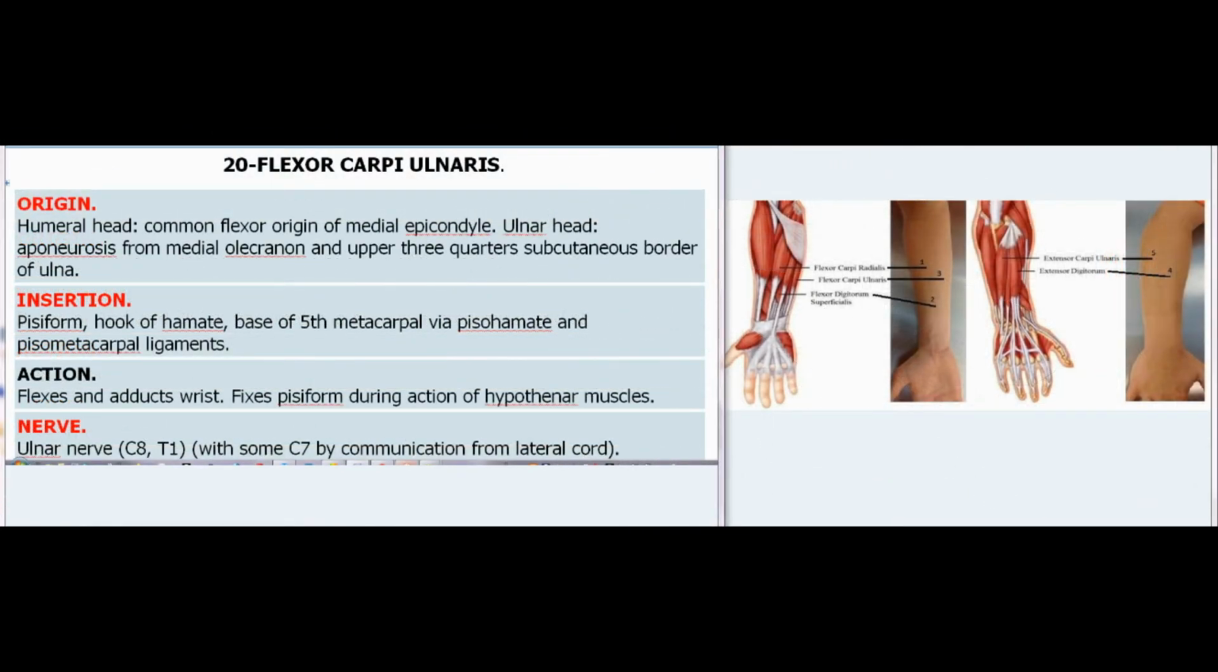20. Flexor carpi ulnaris. Origin: humeral head, common flexor origin of medial epicondyle. Ulnar head, aponeurosis from medial olecranon and upper 3/4 subcutaneous border of ulna. Insertion: pisiform, hook of hamate, base of fifth metacarpal via pisohamate and pisometacarpal ligaments. Action: flexes and adducts wrist. Fixes pisiform during action of hypothenar muscles. Nerve: ulnar nerve, C8, T1, with some C7 by communication from lateral cord.